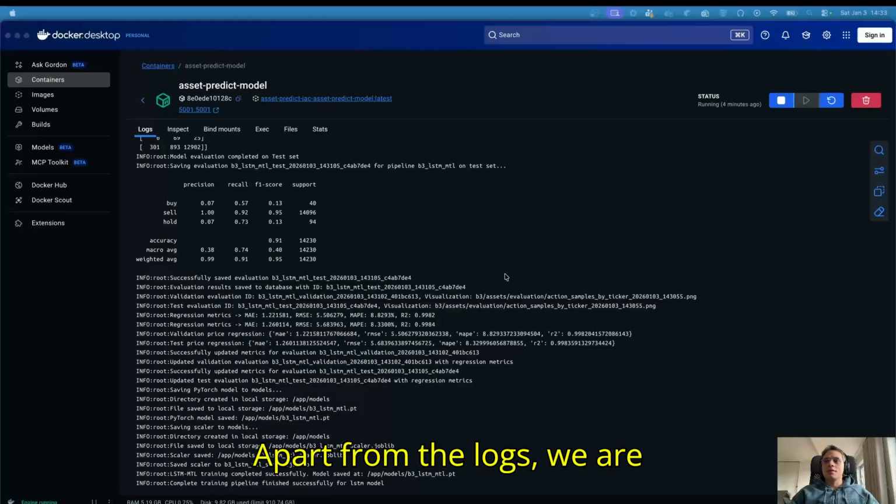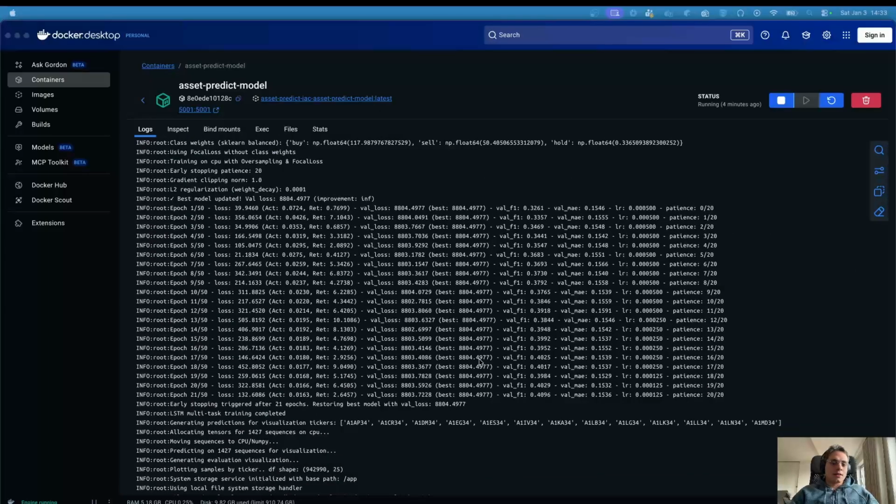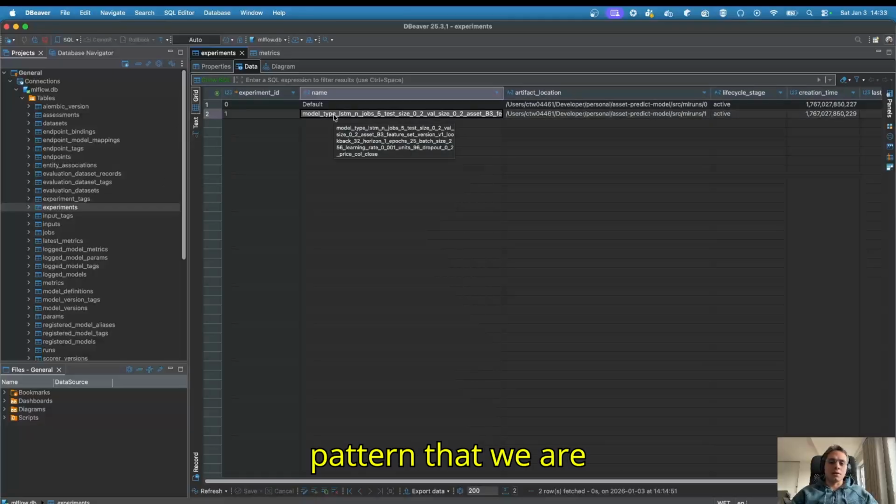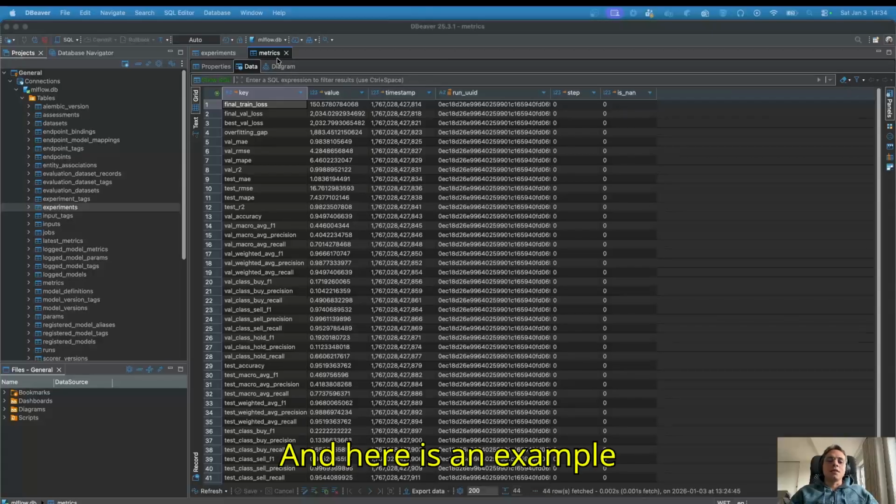Apart from the logs, we are also using MLflow for observability and monitoring our trainings. We can see on a SQL database our experiments. Here is the pattern that we are using to name each one. And here is an example of the metrics that we record on each execution.